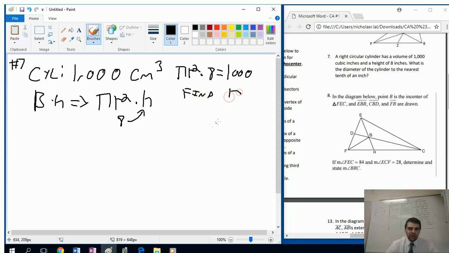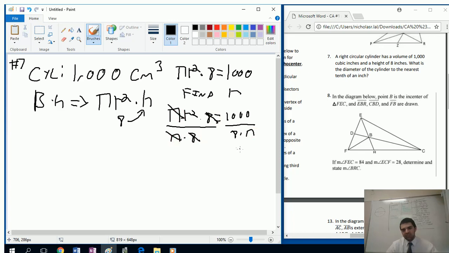We're going to have to find r. So pi r squared times 8 is equal to 1,000. We need to find r, so we need to isolate the r. So first step, we're going to divide by pi times 8. And we're just going to divide this one by pi times 8 as well. And so the 8 is going to cancel out with the 8, and the pi is going to cancel out with the pi, so that's going to give us r squared.